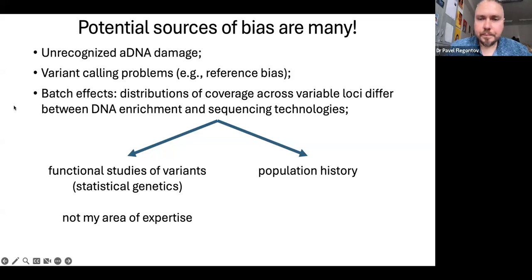Okay, then let's say we do have variant calls of relatively good quality with a relatively even coverage across the genome. And now we can use those either for studies of population history or for functional studies of variants, let's say for statistical genetics, which is not my area of expertise. So I will talk today mostly about population history.